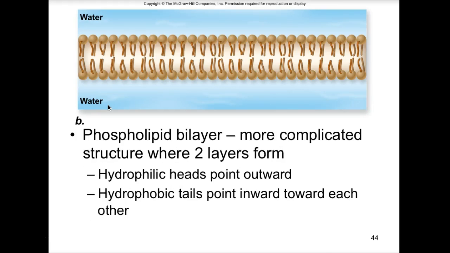And then here again you can see the phospholipid bilayer, a more complicated structure where two layers form. Hydrophilic heads point outward, hydrophobic tails point inward. This, of course, is essential to every cell membrane. We do call that the plasma membrane or cell membrane.